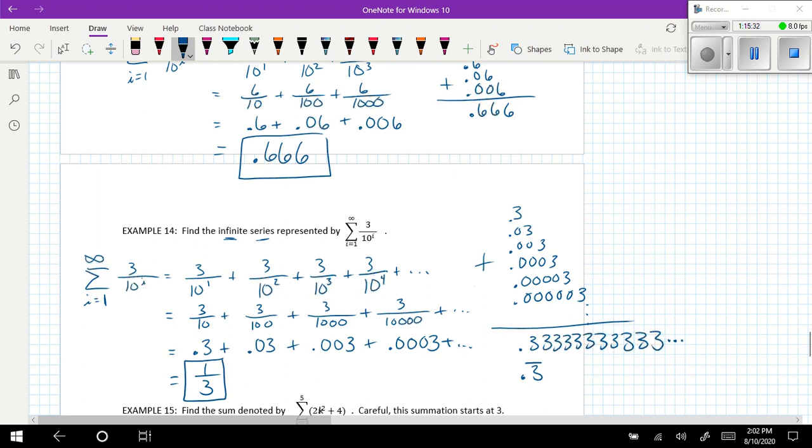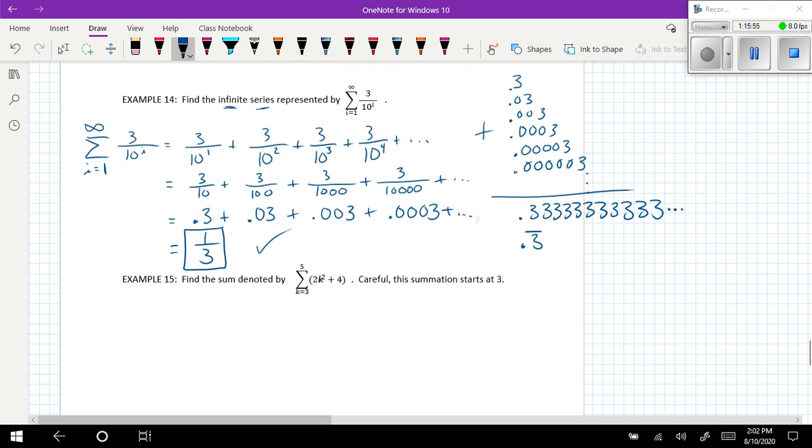Now, if the previous example had gone to infinity, then it would be 0.6666666 and so on, repeated. So you could have called that 2/3. But if it ends and it doesn't repeat, then you do not make it into the fraction 2/3. So this one up here stays where it is, and this one is just 1/3.